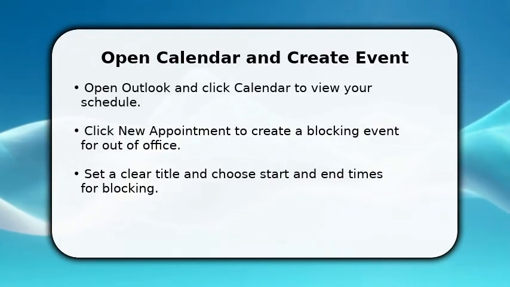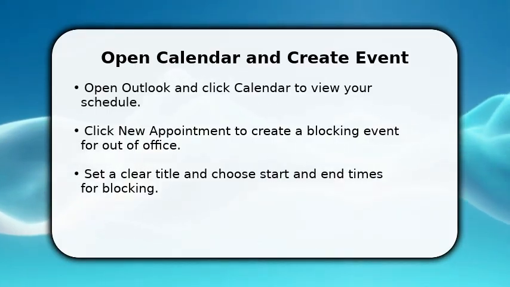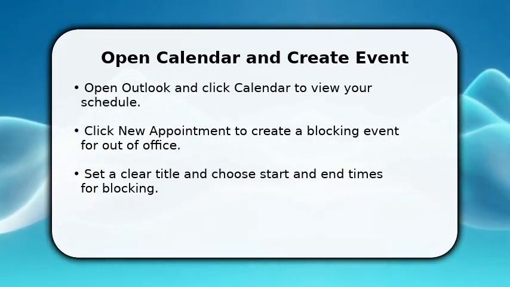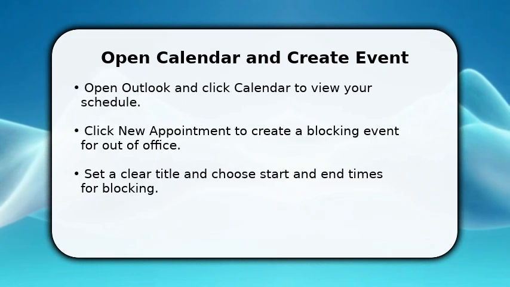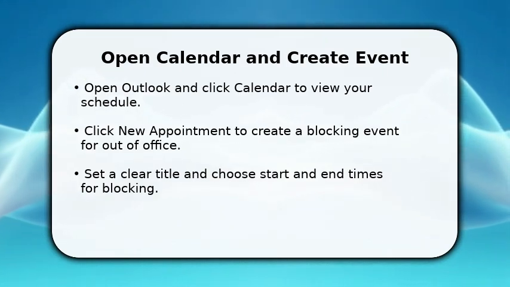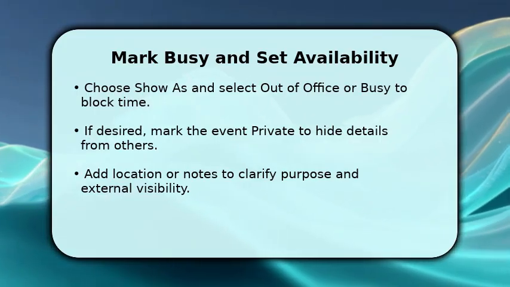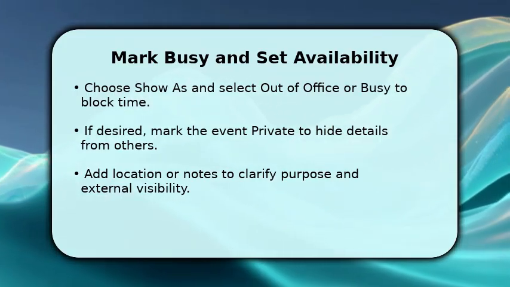Use specific durations, such as 30 minutes or 1 full day depending on your need. Keep the event on your primary calendar to ensure visibility to coworkers. With the appointment open, choose Show As and select Out of Office or Busy to block time. If you prefer concealment, mark the event private so others cannot see details.